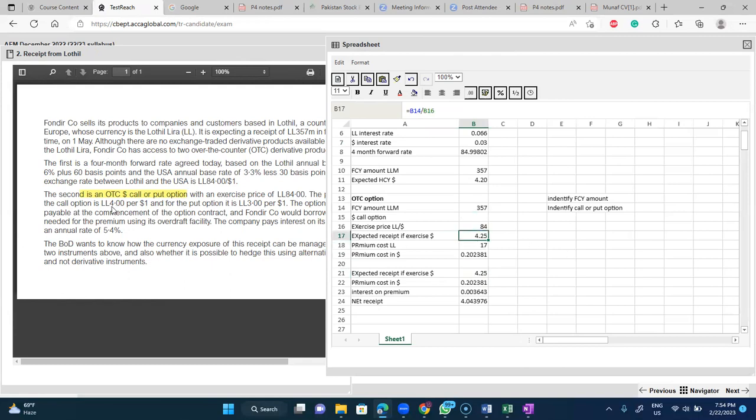Then what is the premium cost? Premium is 4 LL per dollar. So you will multiply 4 into 4.25, the expected receipt. 17 million LL is the premium, but we need to convert it into dollars using today's spot. Today's spot rate is also 84. So this is the premium cost in dollars, and this is the interest on premium. You can ignore it because it's immaterial. But if you want to write, that is the interest amount. Okay, that's how you will calculate the OTC option.